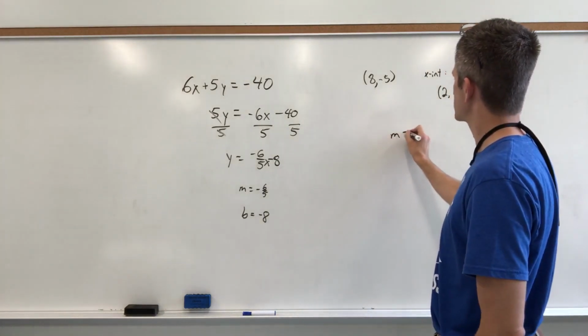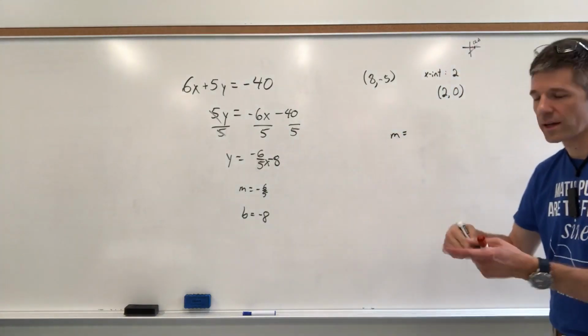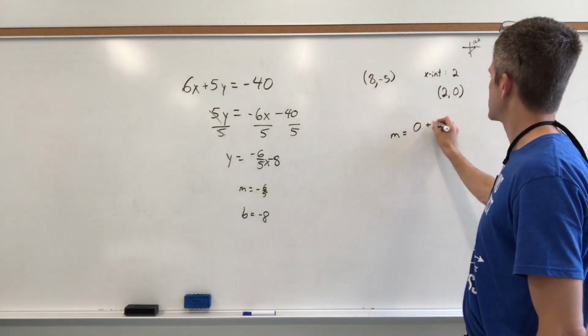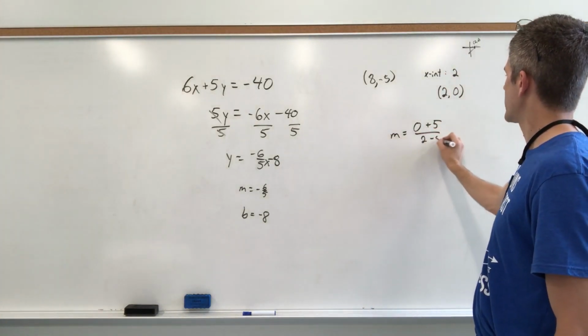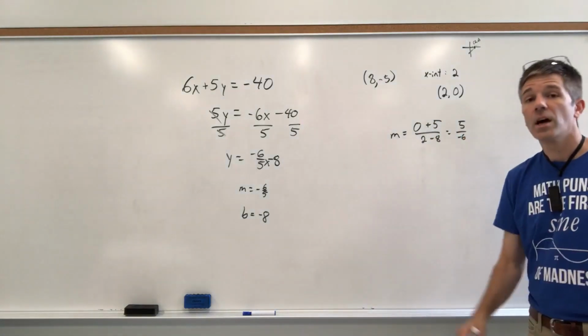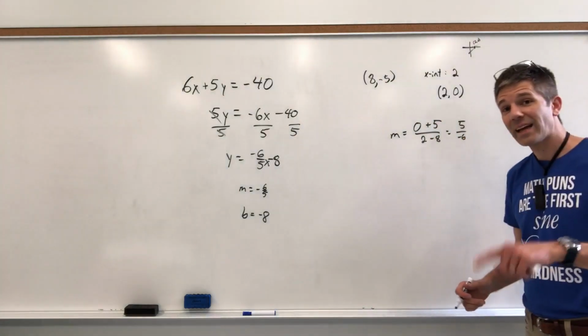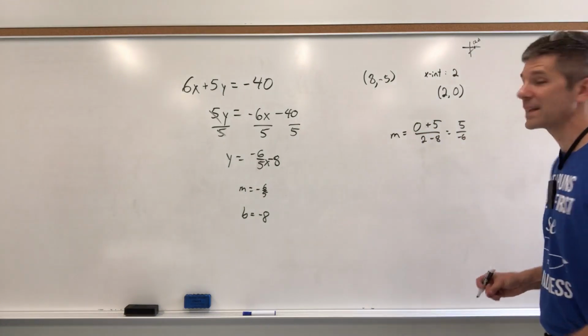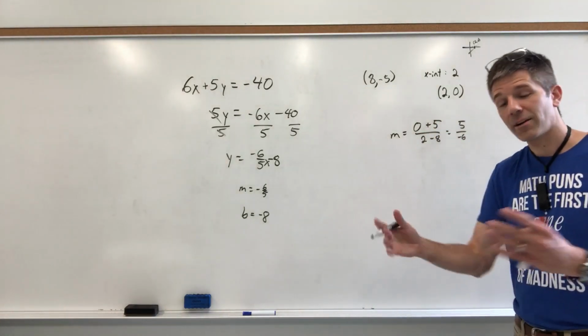So the slope of these 2 points, y2 minus y1 over x2 minus x1, 0 minus negative 5, I'm going to go fast, over 2 minus 8. So 5 over negative 6. Good for us. We now know the slope. Let's take that slope and let's figure out the entire equation of a line.